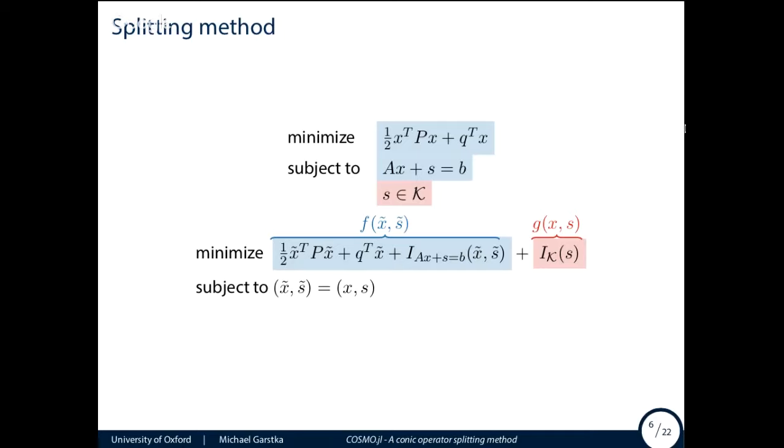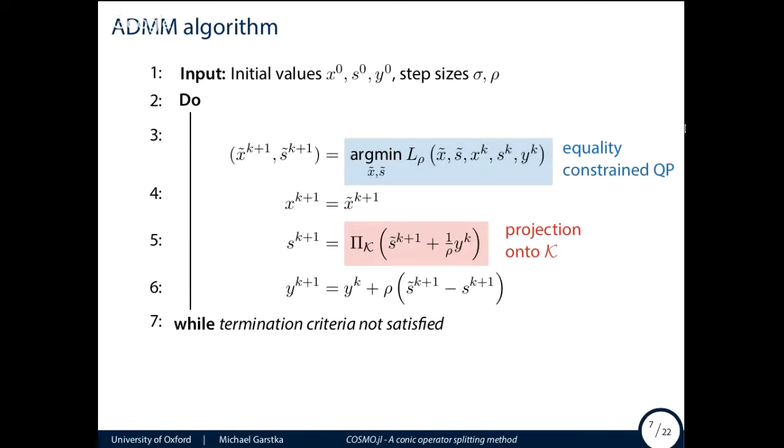And now we just apply the 3 steps that I showed you before. And what you get is this quite simple algorithm. You have these 4 computation steps. The step in line 3 is just essentially the minimization with respect to x tilde and s tilde. And when you want to solve this, it's always an equality constraint quadratic program. And steps 4 and 5 are projection steps. Step 4 just projects onto R, and step 5 projects onto the convex cone. And then in the last step, you update the dual variable. So this is pure ADMM.